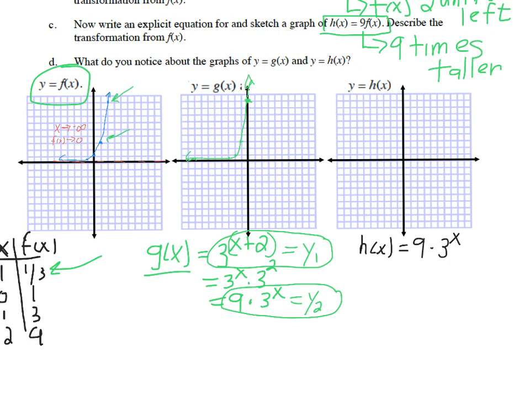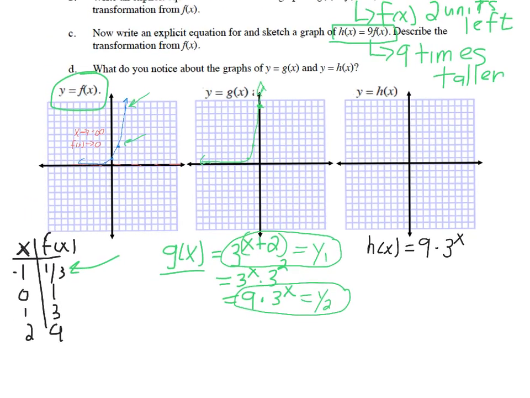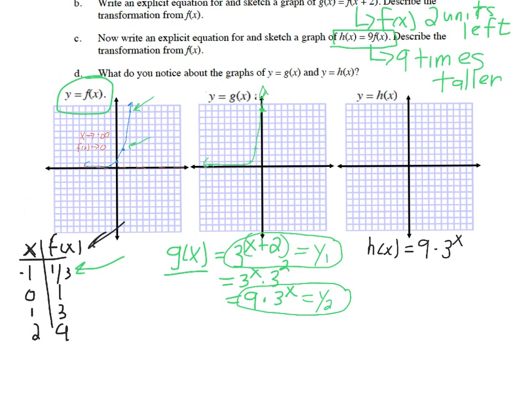We're going to take that table that we had over here for f of x and recreate it. So there's x, there's f of x. This was a -1, 0, 1, 2. My output was 1/3, 1, 3, 9. We're going to extend this for h of x.